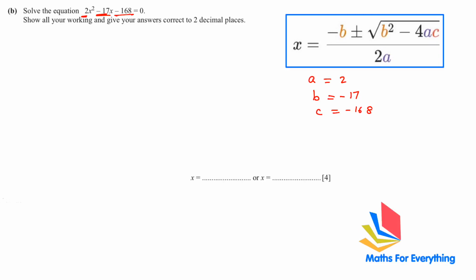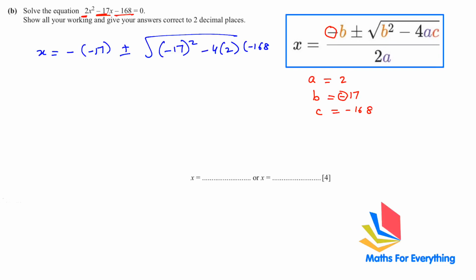After this step, we are just going to substitute our a, b, and c in this equation. Let's write it here. x is equal to negative b, negative 17. Remember that this negative is different and this negative is different. Remember to put both the negatives. Put the b in a bracket, minus 4, replace the a with 2 and c with negative 168. And in the denominator we have 2 times a, so 2 times 2, which is our a.